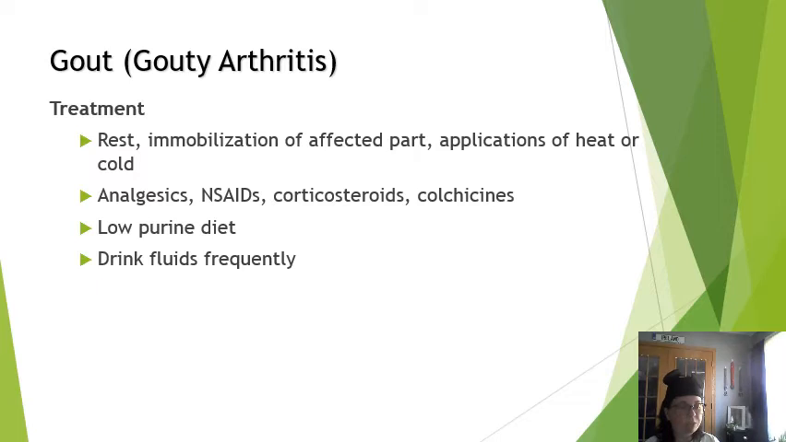So would a low purine diet, which would reduce the uric acid present. Drinking a good amount of fluid also, specifically water, would help keep levels of pain more manageable because of the dilution.